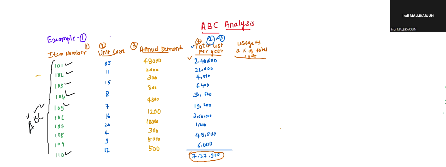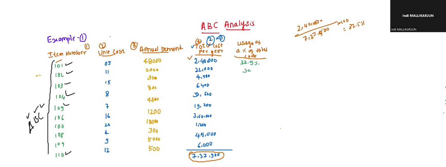Suppose you want to calculate the percentage of item number 101. At that time, you have to take 2,40,000 divided by the total cost, 7,37,900, into 100. So that you will get the percentage. How much percentage will you get here? You will get 32.5%. Like that, for each item, you have to calculate the percentage of usage, how much it is contributing to the total. For the first it is 32.5%. Like that, for item number 102, it is 3%.